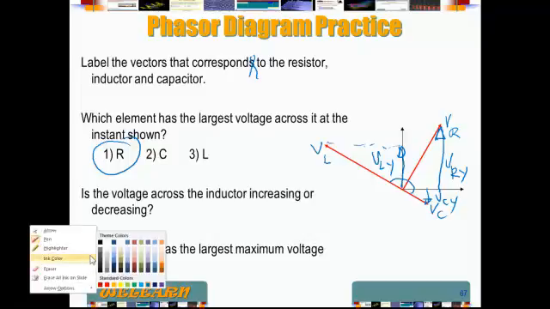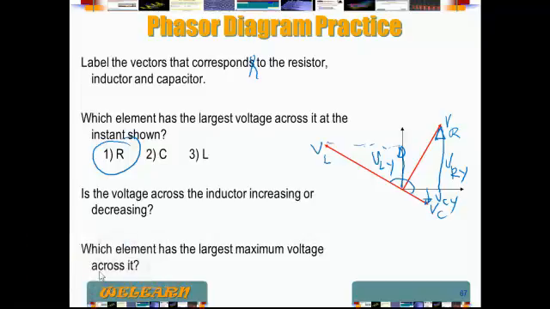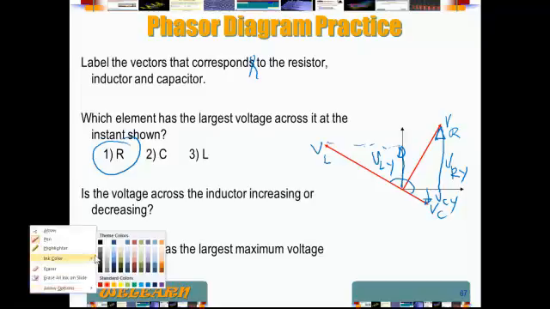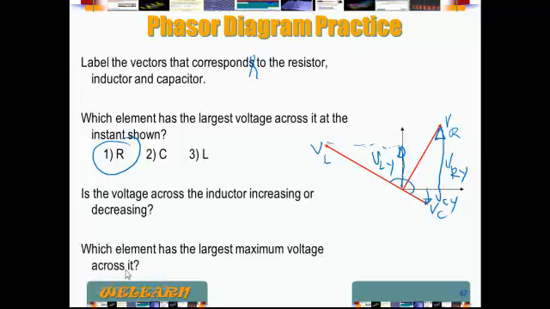The next question is, is the voltage across the inductor increasing or decreasing? I'm going to change the color of the ink for this one. Let's go to green. So as this is rotating in the counterclockwise direction, an instant later it's going to look like this. Now, this is the new position for VL. This is the new Y component of VL. Obviously, it's smaller than the initial component, so we see that the voltage across the inductor is decreasing.